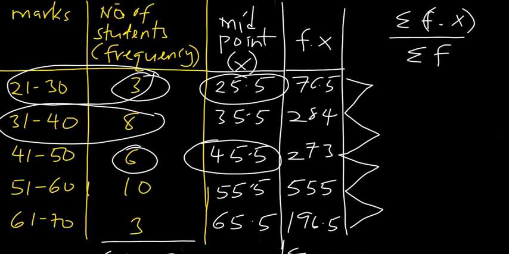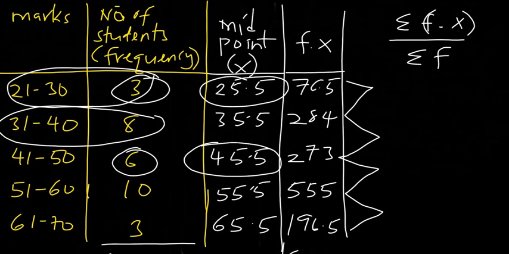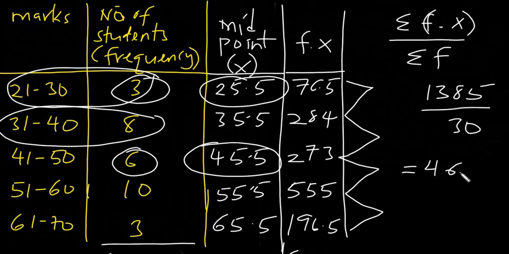So to now estimate the mean, we're going to have the summation of the F times X column, which we found to be 1385, and then divide it by the summation of the frequency column, which we have found to be 30, and this is going to give us 46.167. So this is the mean of this data.